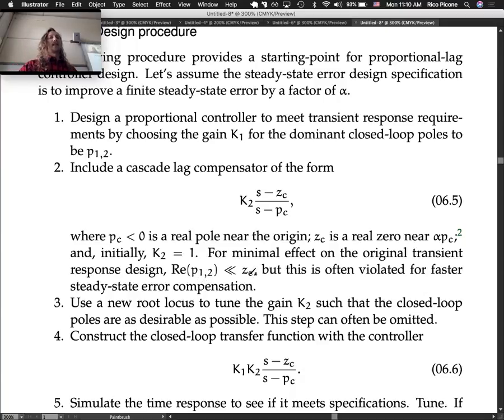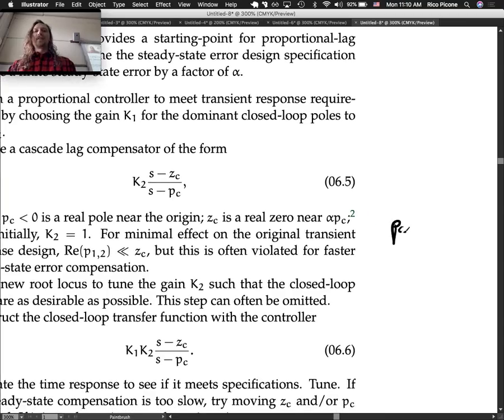So for minimal effect on the original transient response design, make sure that the 0... So if you choose that pole to be super close to the origin, then the 0 is going to be super close to the origin too, right? If you chose PC to be negative 0.001, for instance, that would be really close to the origin. That would mean that your initial ZC would be negative 0.01.